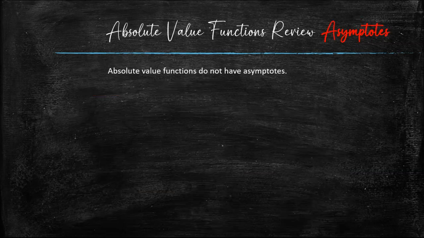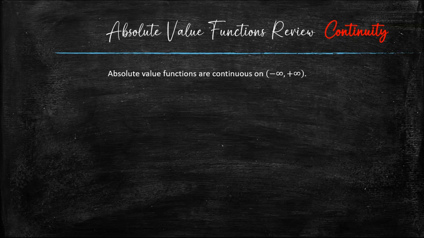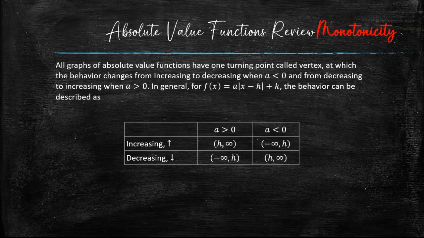Now, you should know that absolute value functions do not have asymptotes. You should know that absolute value functions are continuous on their entire domain from negative infinity to infinity. However, their decreasing behavior changes halfway through.